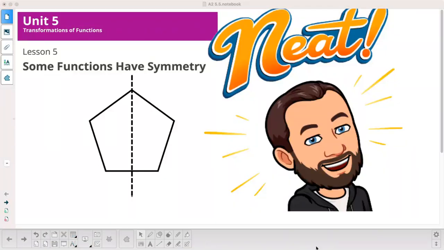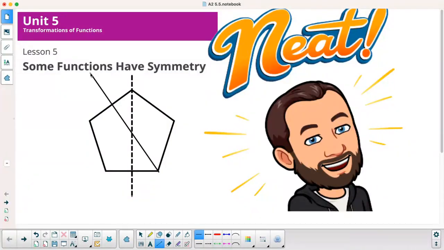Illustrative Math, Algebra 2, Unit 5, Lesson 5 is called Some Functions Have Symmetry. So I put a little picture here of a regular pentagon, and this would be an example of a line of symmetry because if you reflect the left side across the right, it'll map onto itself. Obviously, there are other lines of symmetry on this figure. There's one right there, one right there, one right there. Here's the last one. So there are actually 5 lines of symmetry on this pentagon.